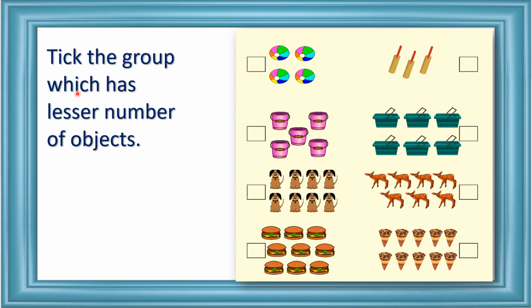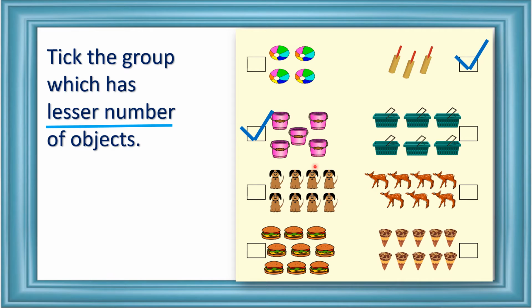Here, tick the group which has lesser number of objects. What to tick? Lesser number. Remember. Now in the first row, 4 balls, 3 bats. Come on, tell me which one to tick. Nice. 3 bats. 3 is lesser compared to 4. Right? So let us tick here. Now 5 buckets and 6 baskets. Very nice. We'll take 5 buckets.